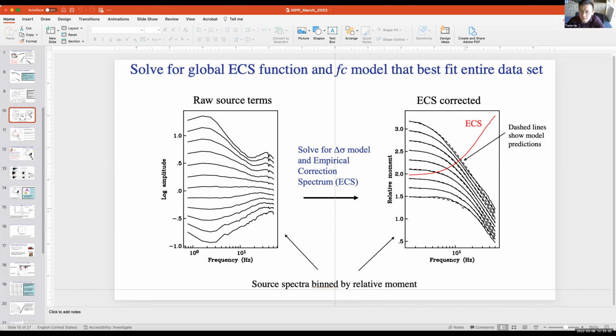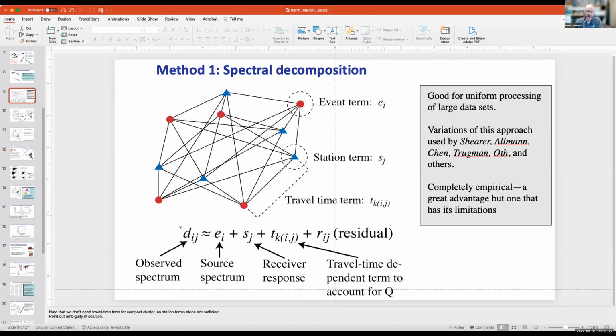And the ECS is the same for all sources. It doesn't vary between sources. Yes. So there's just one of these functions, and once you've computed it, you go back to this equation, and then you subtract that from this term, and then you have what you think are the true source spectra at that point.